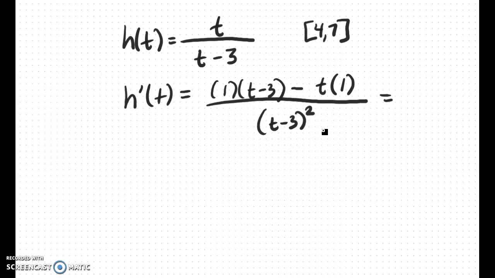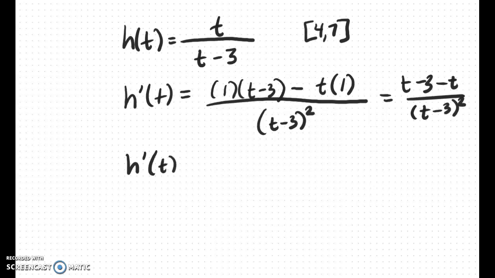So simplifying up top, I would have t minus 3 minus t over t minus 3 squared. So h prime of t would give me negative 3, because t minus t will subtract out, negative 3 over t minus 3 squared.